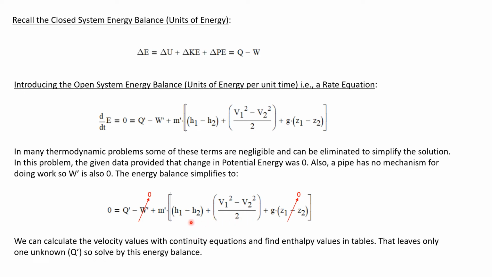So we should be able to find the enthalpy at state 1 and state 2, and the velocity at state 1 and state 2. And once we've done that, the only unknown left in this energy balance is the heat transfer rate. And once again, I'm going to point out that I cannot type a dot over a letter. The closest I can come to that is to use a prime. So this Q prime is actually read as Q dot, and this would be W dot and m dot.